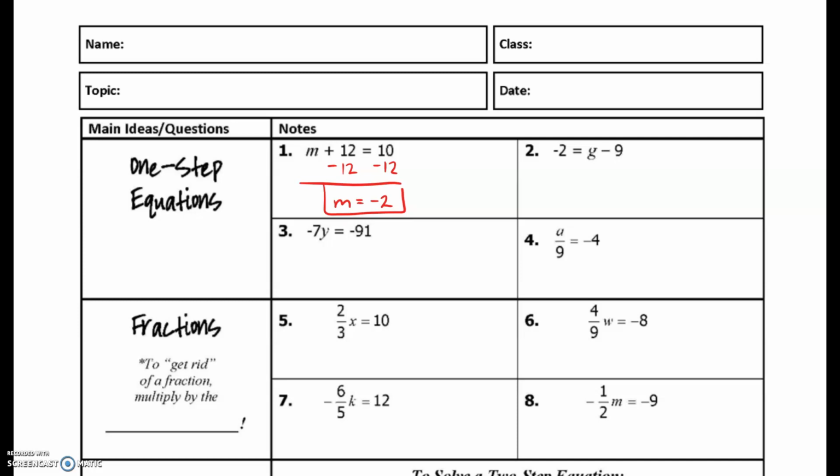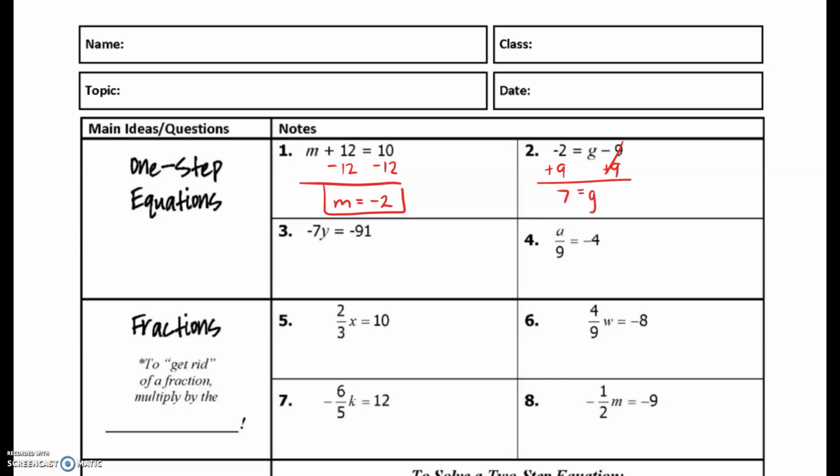In number 2, the variable is on the other side of the equal sign, so we still need to get rid of the number that's with the variable. In this case, it's a minus 9, so we will add 9 to each side of our equation to get g all by itself. In this case, g will equal 7.